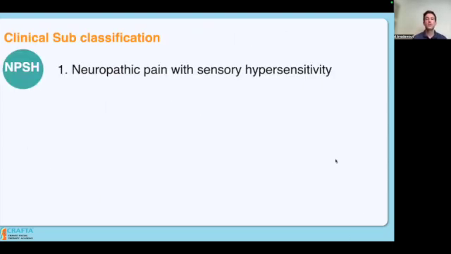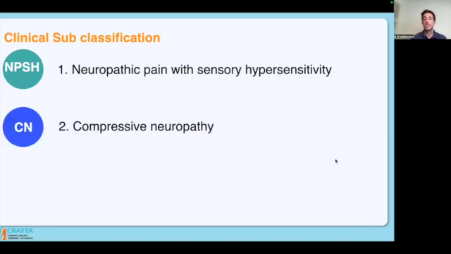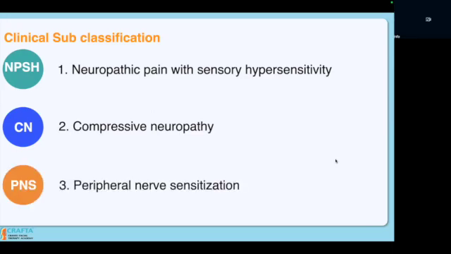So first, I'd like you to see the classification. The first one that I like to discuss is the neuropathic pain with a sensory hypersensitivity. The second one I like to discuss is the compressive neuropathy or compression neuropathy. That's number 2. And the third one is the peripheral nerve sensitization. So these 3 in the classification I like to discuss.